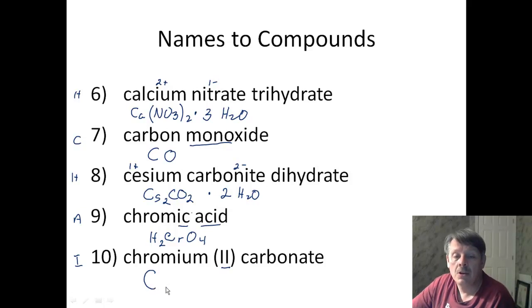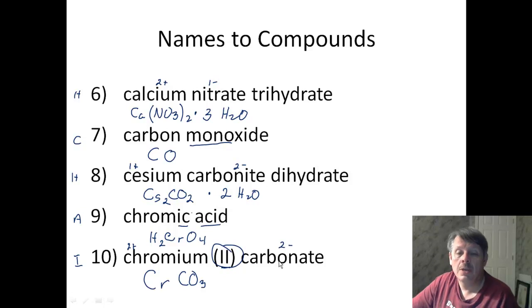How about chromium carbonate? Well, that's ionic. Chromium is Cr. Carbonate is CO3. Chromium has a 2+. Why? Because of this thing. And carbonate has a 2-, so they cancel each other out, so it's CrCO3.